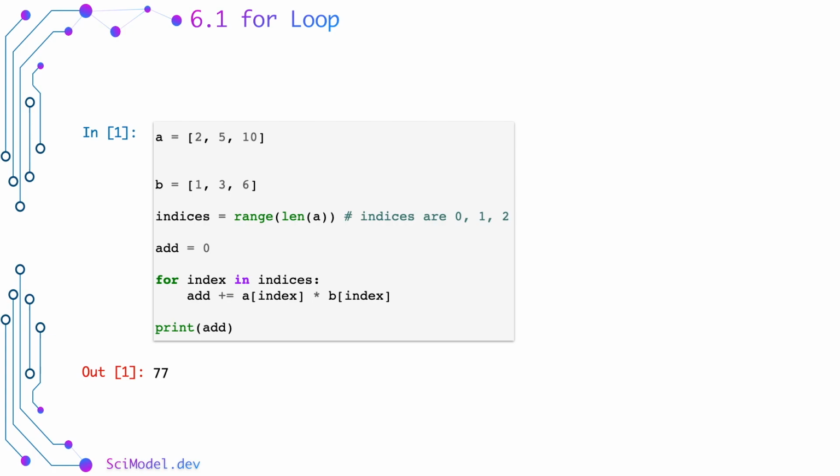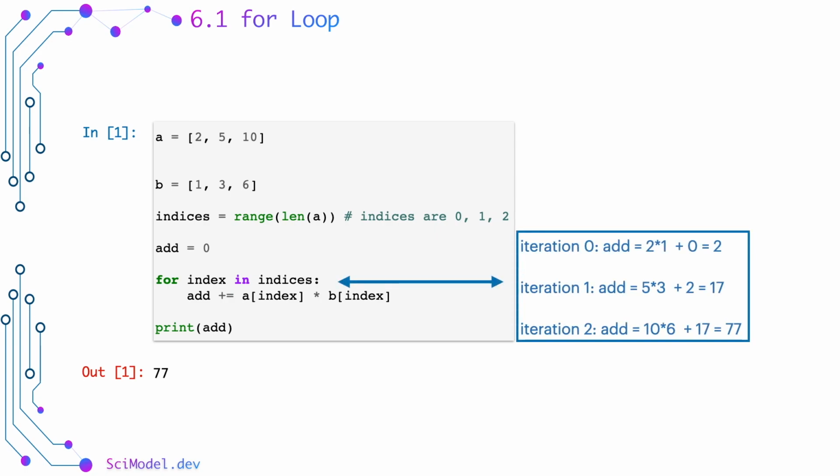Next, we are creating the add variable with an initial value of 0. The add variable will hold the summed values of the element-wise multiplication between lists a and b. In the first iteration, the index value is 0, and the value of the add variable will be the first element of list a times the first element of list b plus 0, which is the initial value assigned to the add variable. In the second iteration, the index value is 1, and the value of the add variable will be 5 times 3 plus 2, which is the value obtained in the first iteration.